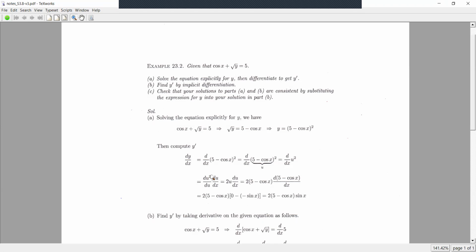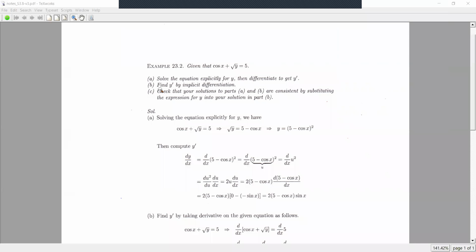The derivative of u squared with respect to u is 2u. Now remove u. Plug in 5 minus cosine for u. Then we have this equation. Now take the derivative of 5 minus cosine. The derivative of 5 is 0. The derivative of cosine is negative sine. Simplify this expression, then this is the result of the derivative of function y.